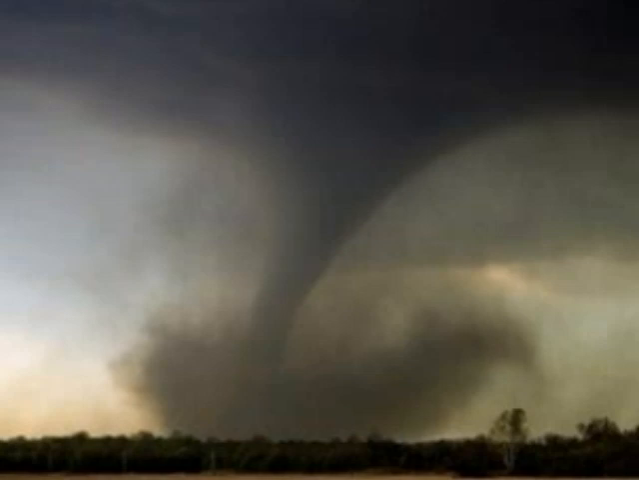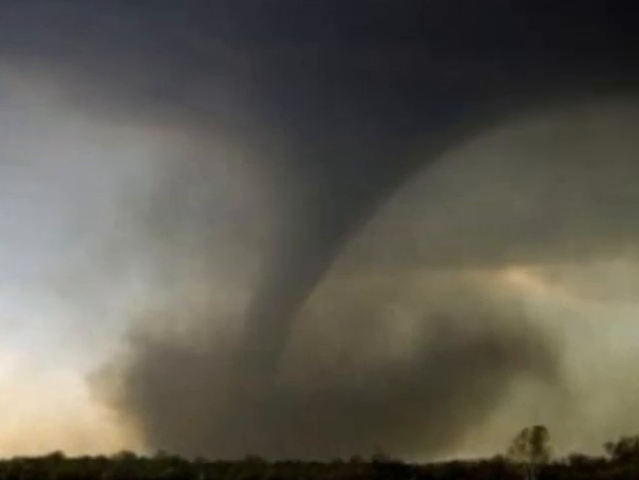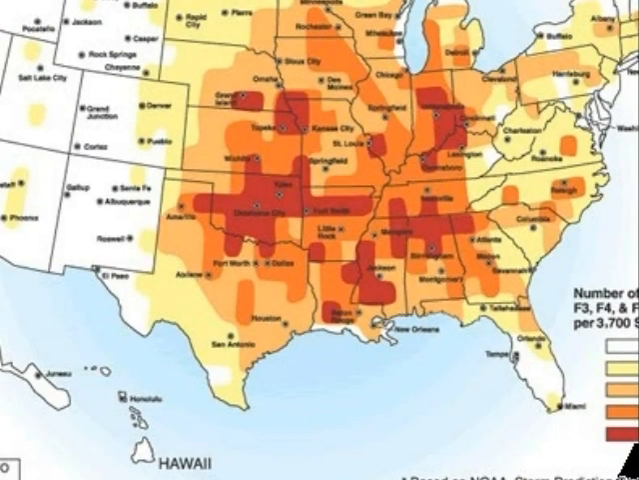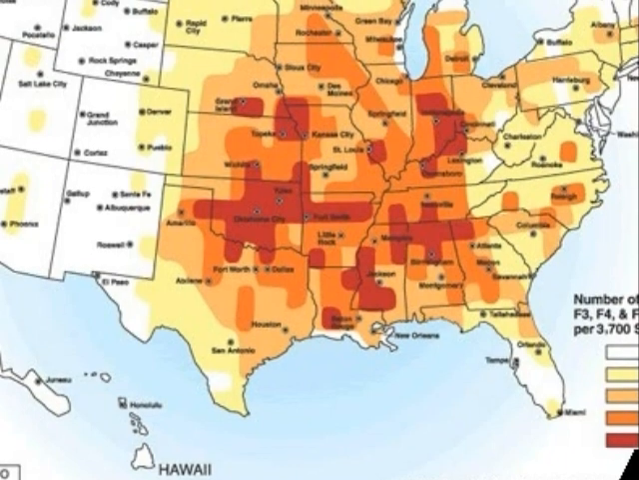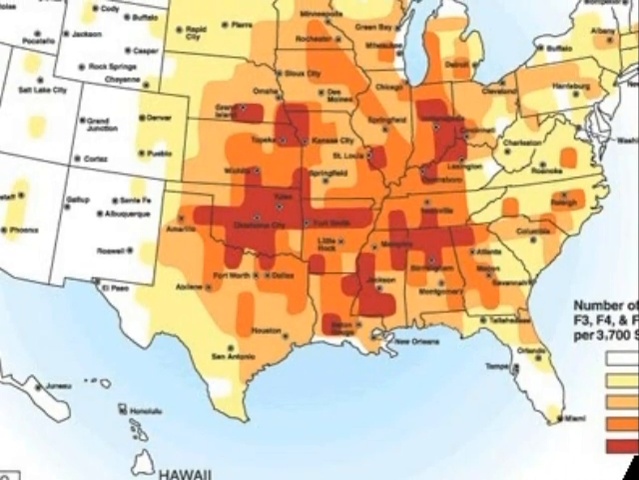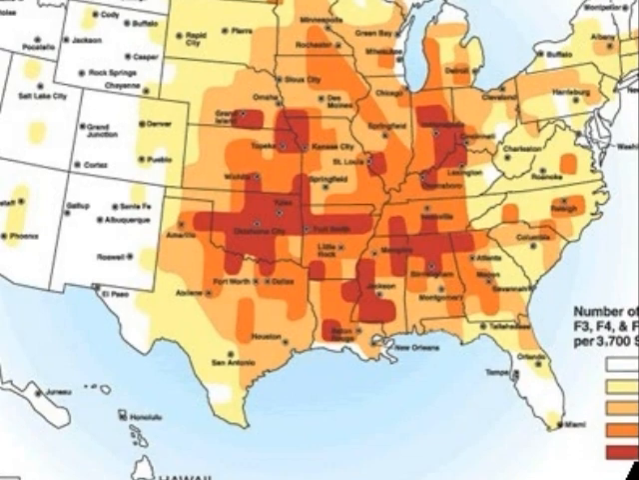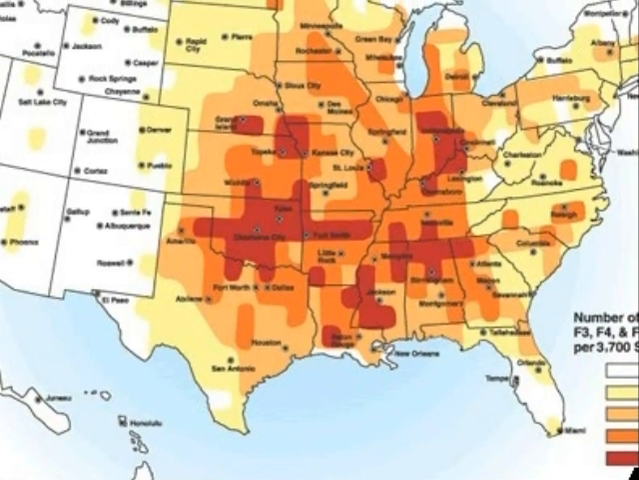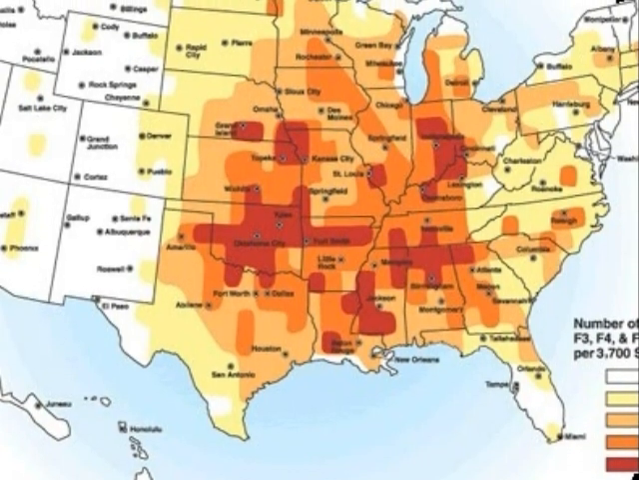Here you see an example of a tornado touching the ground. Where do tornadoes happen? Here is a diagram of tornado activity in the United States. As you can see, most tornadoes happen in the Midwest.